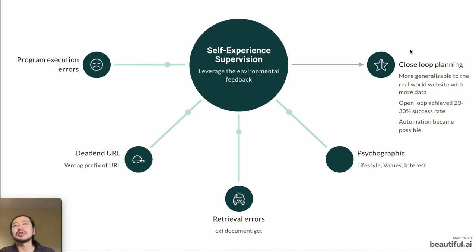So they are trying to leverage this real-world environmental feedback instead of relying on simulations. It can handle much more complex situations, and it's more generalizable outside this simulation. And they call it closed loop feedback. So compared to open loop feedback, they achieved about 50% higher success rate. So they made this automation process possible with this self-experience supervision technique.